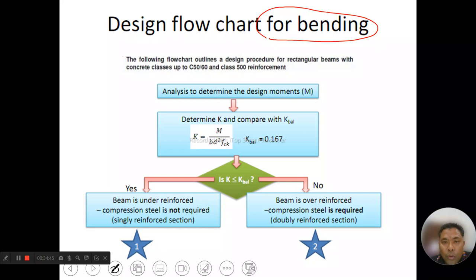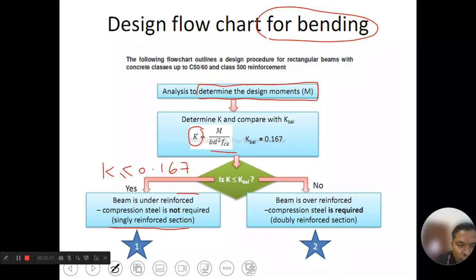So, as I said before, you have to determine the design moment, meaning that the design moment will be given or you have to find it. Based on that, you have to find the value of your K based on this formula, and make sure that you understand that K balance is equal to 0.167. If your K is less than or equal to 0.167, then your design is considered to be singly reinforced.